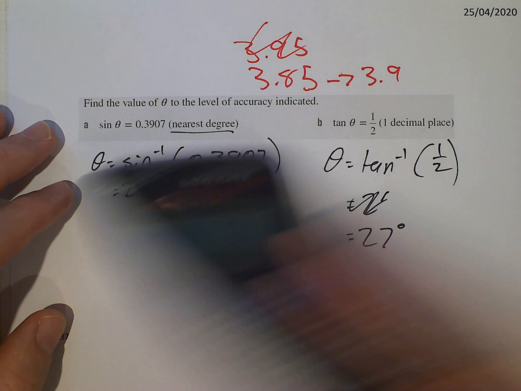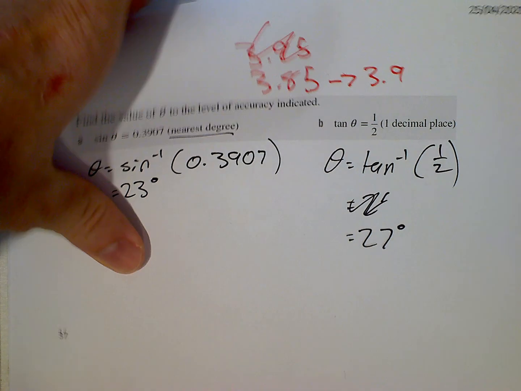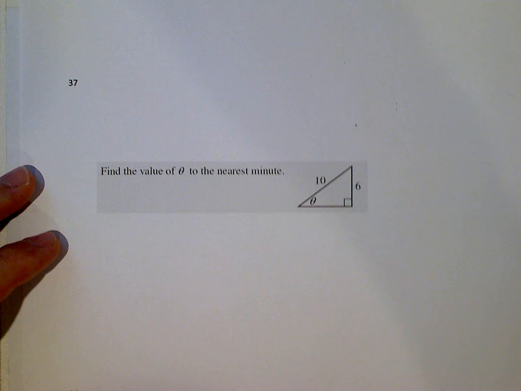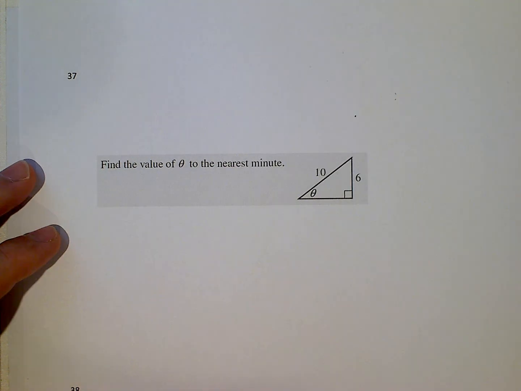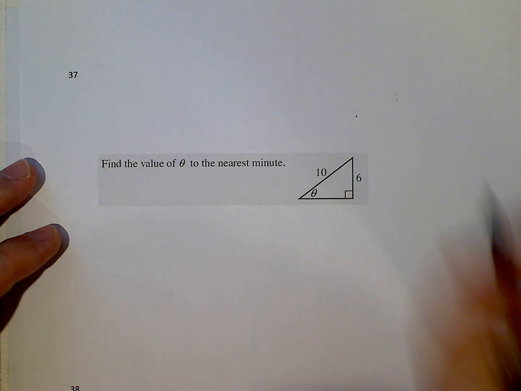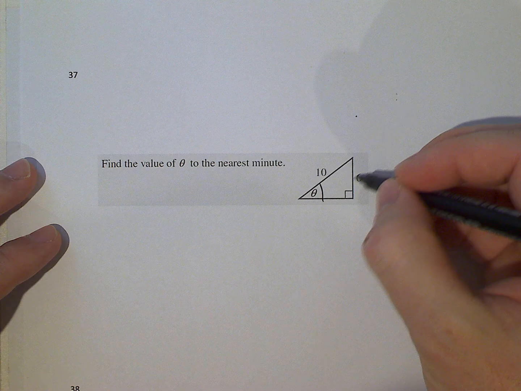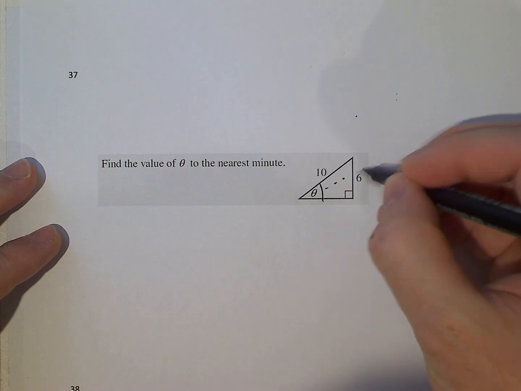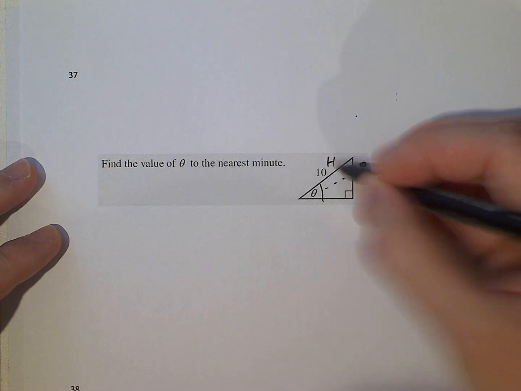That's it for today. So let's actually do that in terms of a triangle. Okay, find the value of theta to the nearest minute. Okay, so we're getting a little bit deeper, not just degrees, but to minutes. So we have to include the seconds and make sure we round properly. So here is our angle, here is our opposite, here is our hypotenuse.